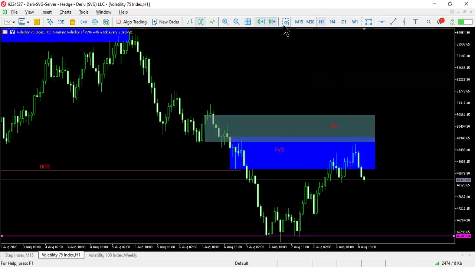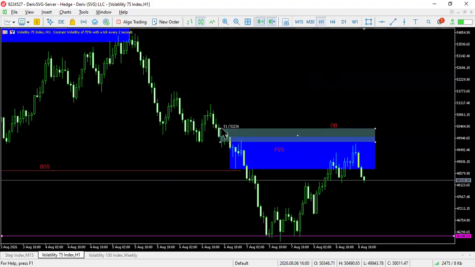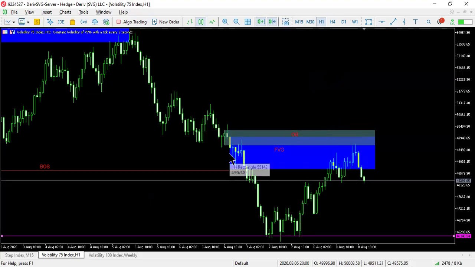Heading over to the 1 hour time frame. From the 1 hour time frame, adjusting our order block is going to be at that level. As you can see, price stepped into our order block and we are pushing down.